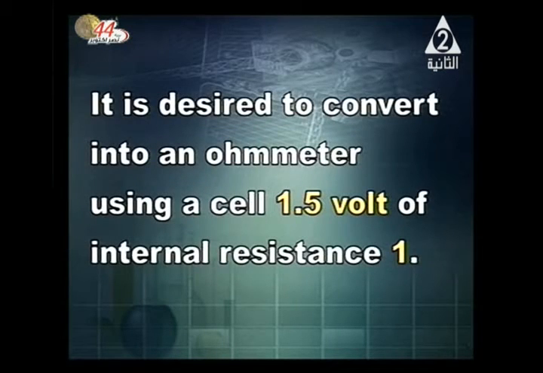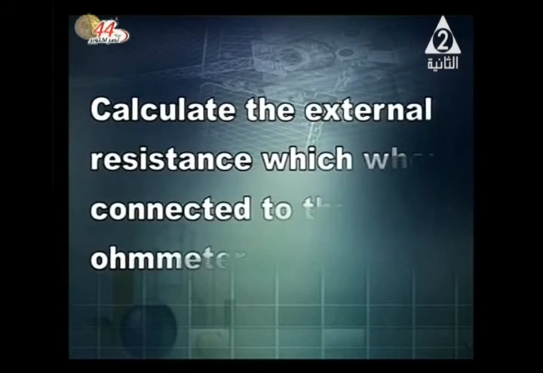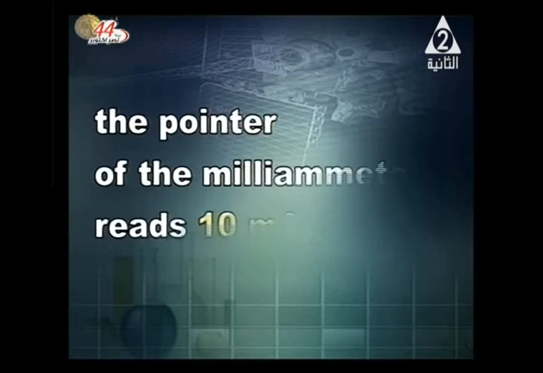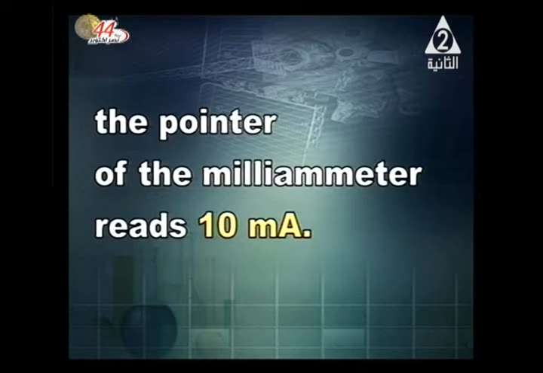A milliammeter of resistance 5 ohm reads full scale deflection for a current of 15 milliampere. It is desired to convert it into an ohmmeter using a cell of 1.5 volt and internal resistance 1 ohm. So the cell has an EMF of 1.5, and its internal resistance is 1 ohm. Also, we want you to calculate the external resistance which, when connected to the ohmmeter, the pointer of the milliammeter reads 10 milliampere. We'll take it one by one.